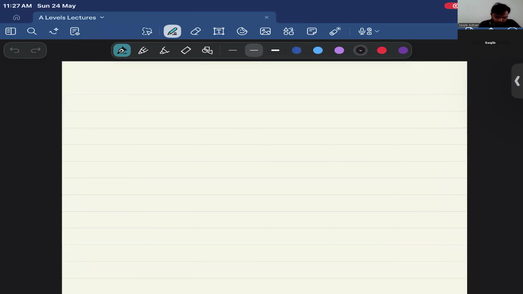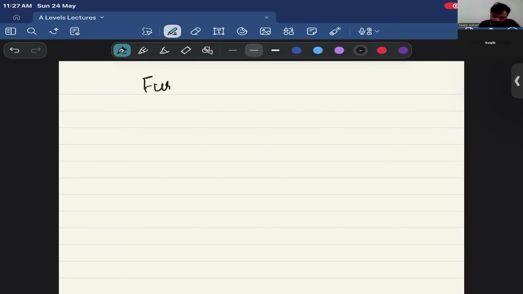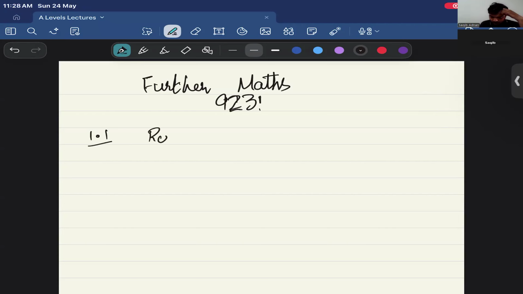So first of all, our topic is roots of equation. That is 1.1 and chapter 1 of the entire course of AS level. So roots of equation. That's our topic. So basically, what are the roots?